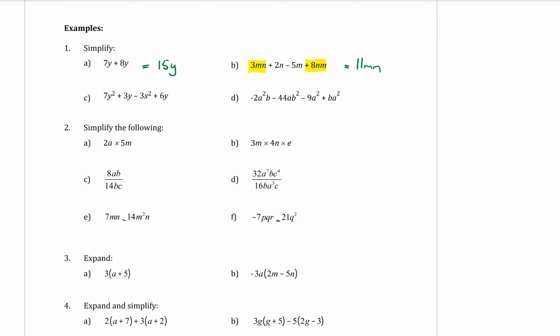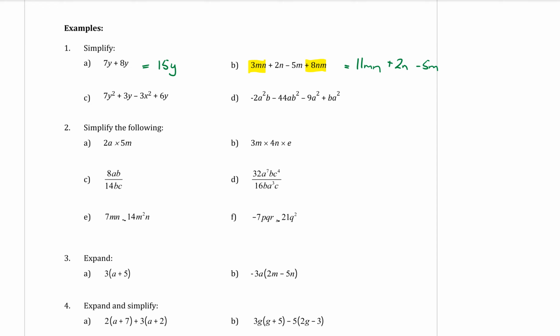mn. Okay, usually alphabetical order is what we choose to do, but it would still be correct if you had written nm for that. The other two terms in that expression are not like terms, so we just have to write them down at the end. So +2n and -5m.